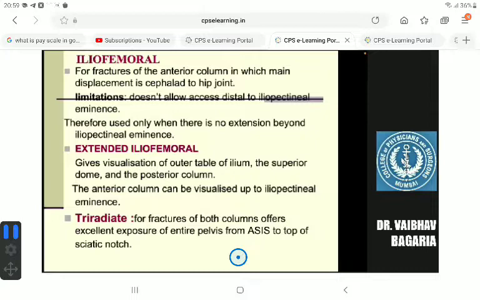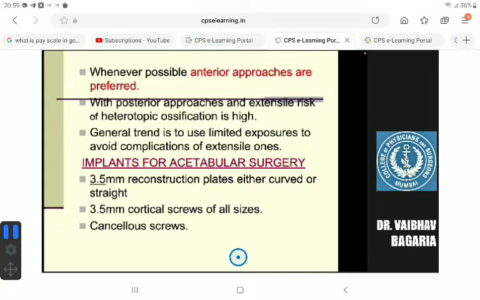And then the very infrequently done approach today is the triradiate, when they have a fracture of both columns, but it's a very, very extensile approach. Whenever possible, anterior approaches are preferred, and that is why Stoppa's approach, which we'll talk about, is something that we have to do. Posterior approaches have a high risk of heterotopic ossification.